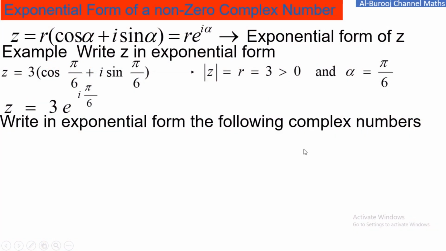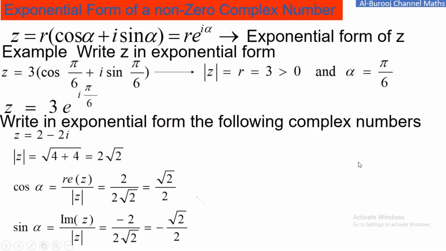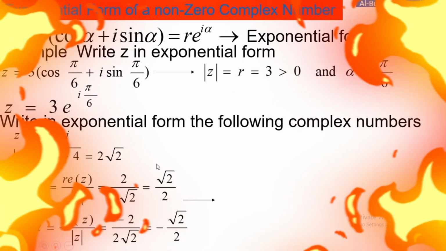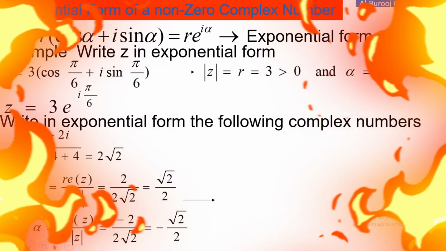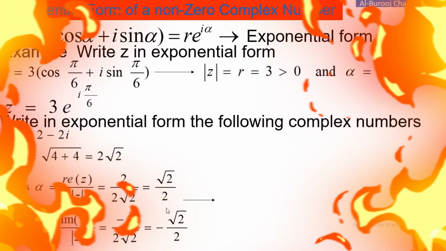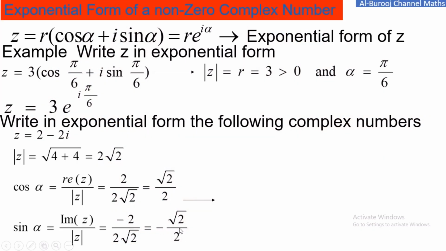Write the exponential form of the following complex numbers. Z equals 2 minus 2i. Modulus of Z, radical x square plus y square, equals 2 radical 2. Cosine alpha equals real Z over modulus Z equals 2 over 2 radical 2, radical 2 over 2. Sine alpha equals minus radical 2 over 2. An argument of Z is minus pi by 4. We are in the fourth quadrant. So how to write Z in exponential form? Modulus e^(i argument): 2 radical 2 e^(minus i pi by 4).